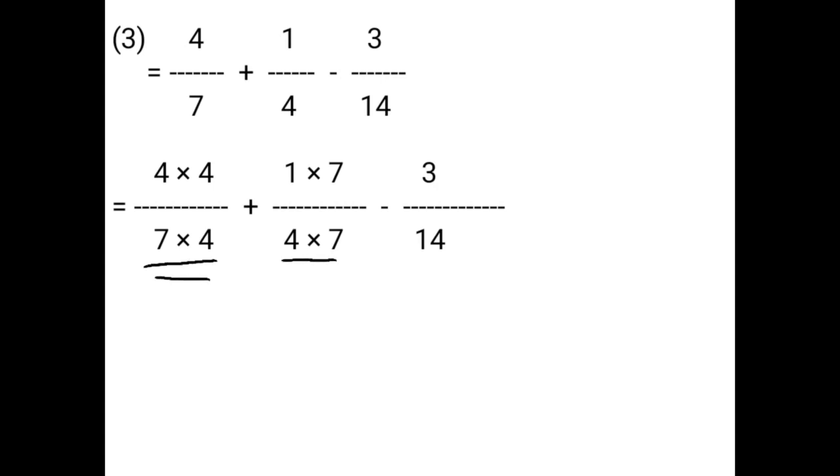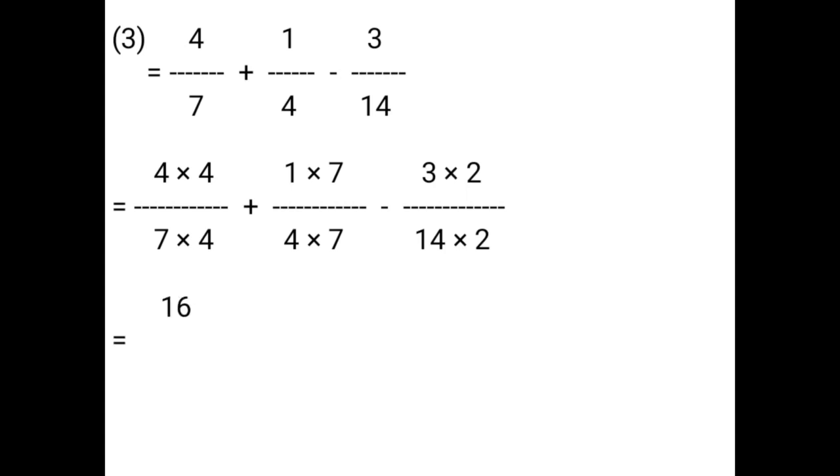So on third fraction, denominator is 14. 14 numbers of 28 going. So that number you have to multiply by numerator and denominator. That is 14 2s are 28. So you have to multiply by 2 on numerator and denominator in third fraction. Now I have to multiply all the numbers.